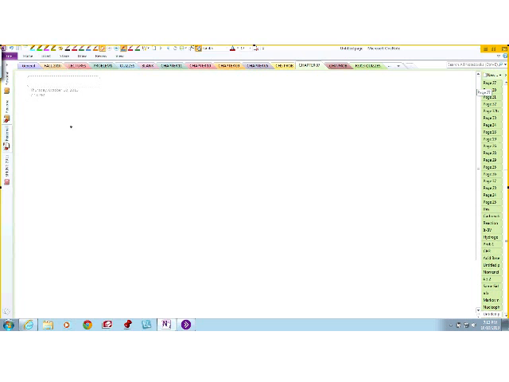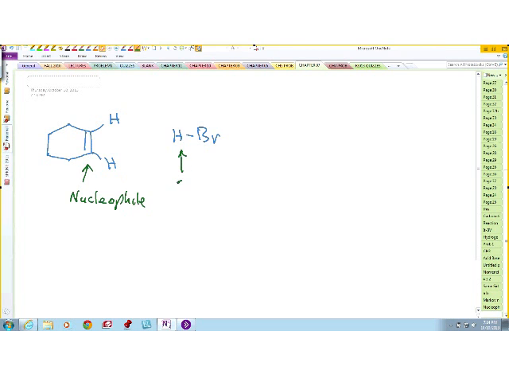Okay. For example, supposing we have this carbon-carbon double bond. And we also have this hydrogen bromide, for example. This carbon-carbon double bond could act as a nucleophile because it has pi electrons. Keep in mind, we told you those pi electrons are loosely held between two atoms, so they are very reactive. And this hydrogen bromide, the hydrogen in hydrogen bromide, could act as an electrophile.